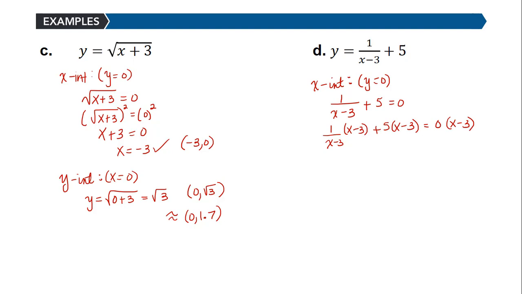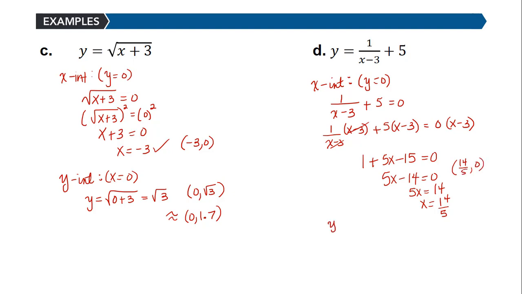one over x minus 3 times x minus 3 is just simply 1, plus 5 times x minus 3 is 5x minus 15 after we distribute. And then 0 times x minus 3 is just 0. Combining like terms, on the left we get 5x minus 14 equals 0. So 5x is equal to 14, or x is equal to 14 fifths. So the x-intercept is the ordered pair (14/5, 0).